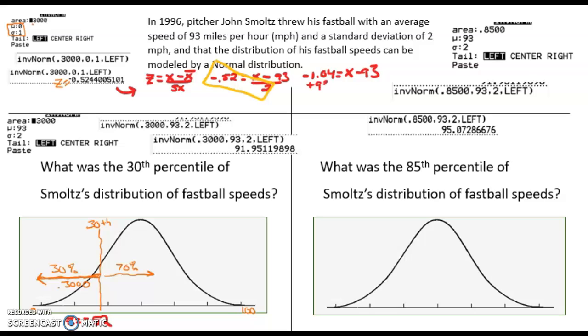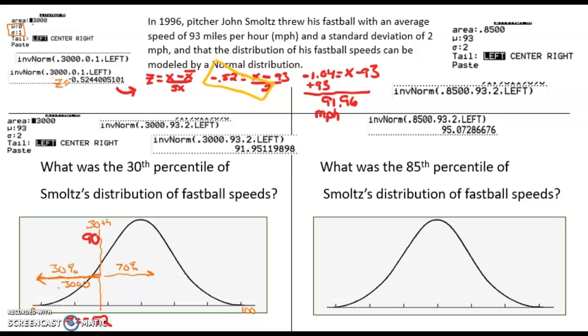So we're going to go plus 93 both sides. And what we get is right there about 91.96. Now, since this is the actual x, this would be the actual pitch. So this is going to be miles per hour. So basically what you're saying with this is, we started with the 30th percentile. We found the z-score to be negative 0.52, and we plug it into the formula for z, and we get 91.96.